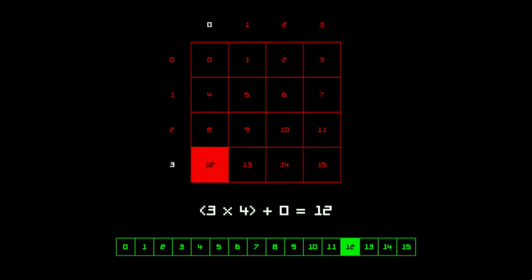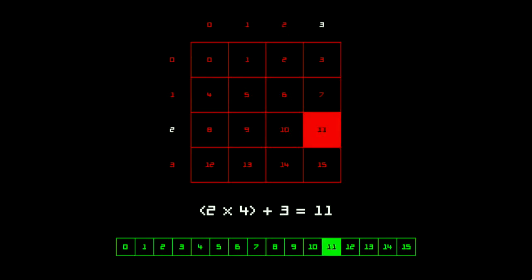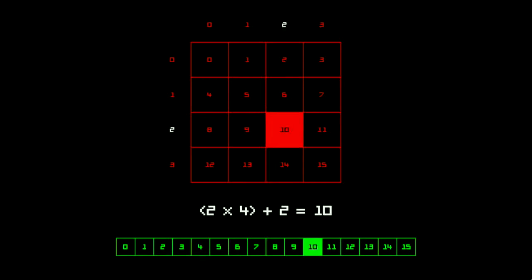The maze exists as a grid, but we represent the maze in memory as a one-dimensional array. We can easily translate between the XY coordinates of the cells in the grid and the zero-indexed elements of the array that are those cells.